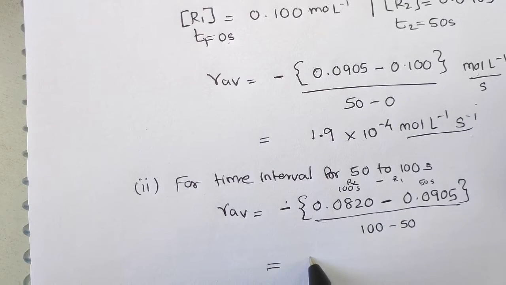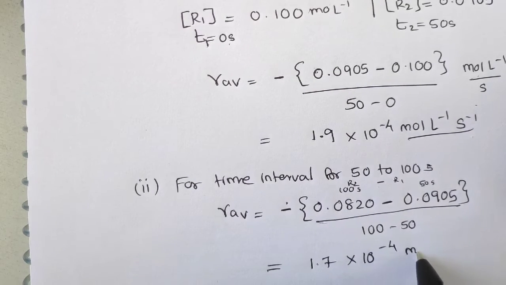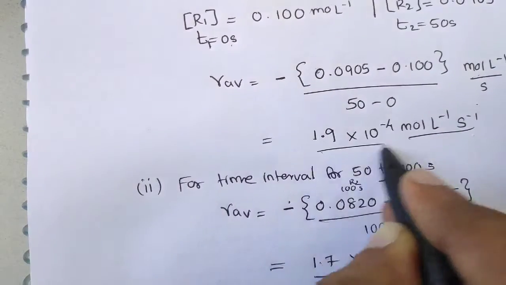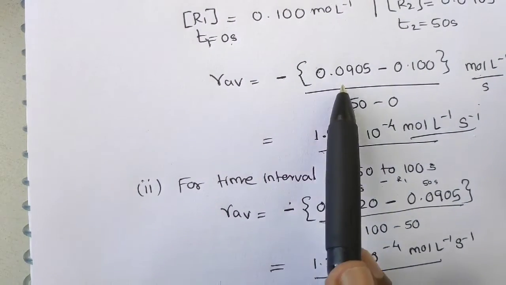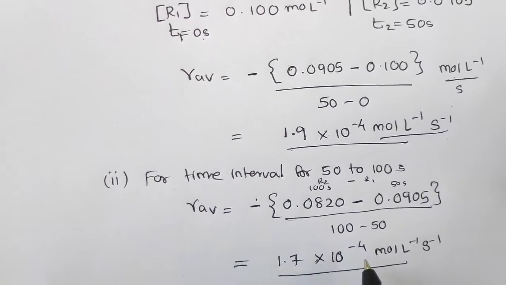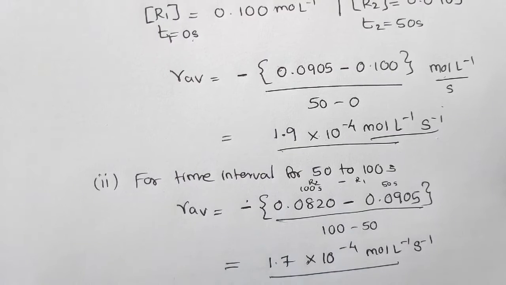So this is equal to 1.7 into 10 raised to minus 4 mole liter inverse second inverse. Understood? So these are the two things. If you see, as the time proceeds, the concentration is decreasing with time. Understood? The concentration is decreasing with time. Okay, so the next part we will see from your textbook, the values that are given.